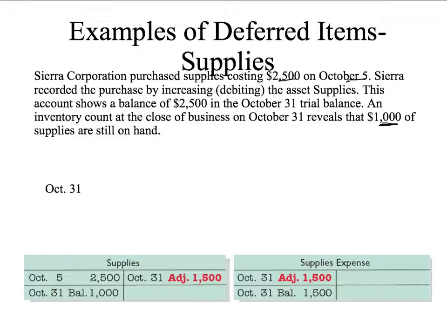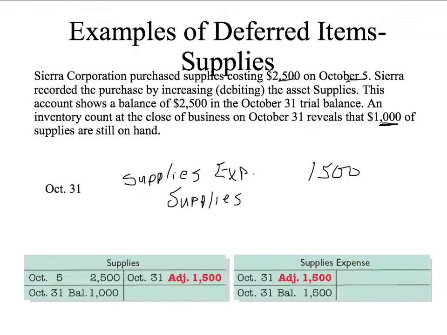So again, recognize the expense: debit supplies expense, we're going to debit that $1,500, and credit the asset supplies. So we recognize the expense and reduce the asset. And when we post that, then our supplies account shows that we have a $1,000 balance, which is exactly what we have left. And I have a supplies expense account, debit $1,500.